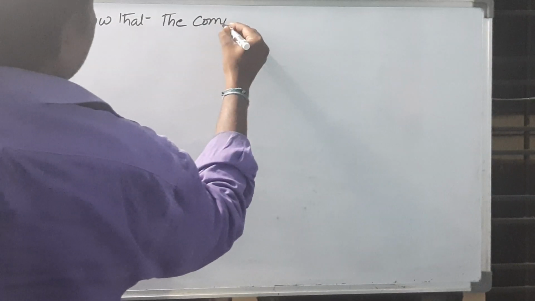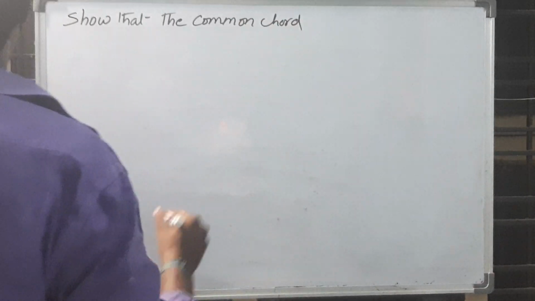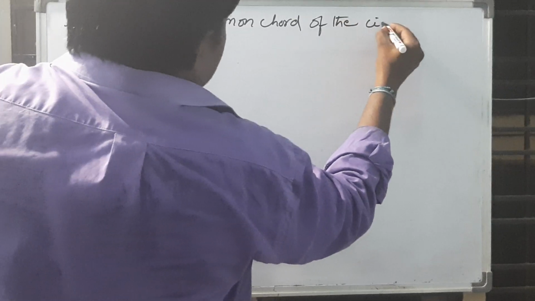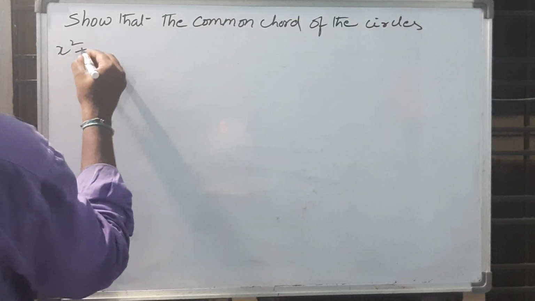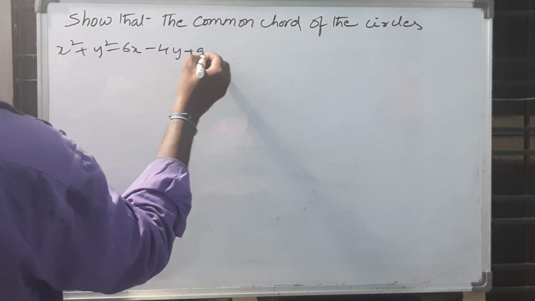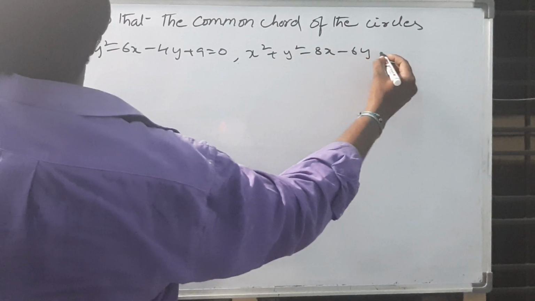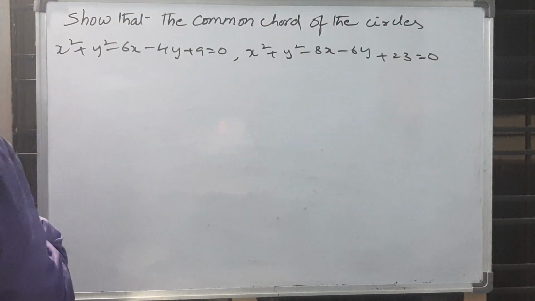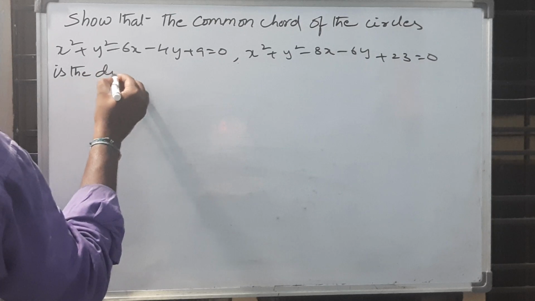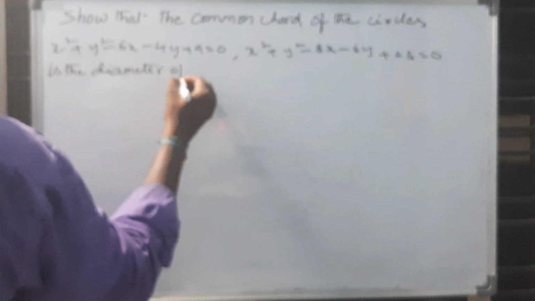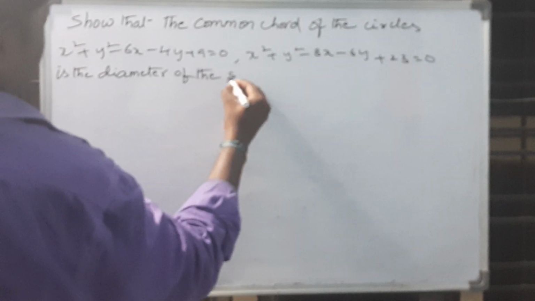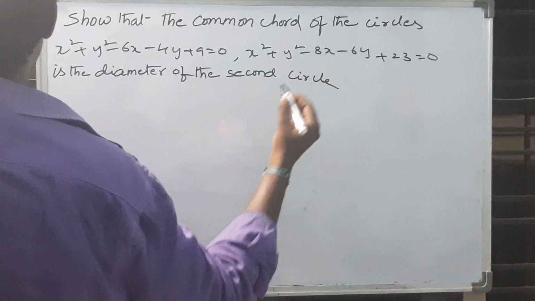See the next problem. Show that the common chord of the circles x square plus y square minus 6x minus 4y plus 9 equal to 0 and x square plus y square minus 8x minus 6y plus 23 equal to 0 is the diameter of the second circle, and also find its length.